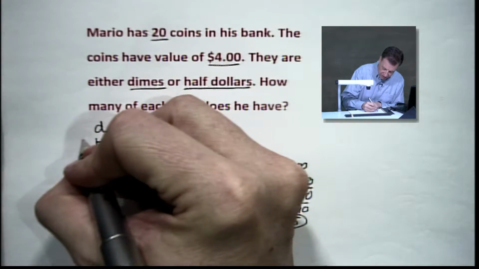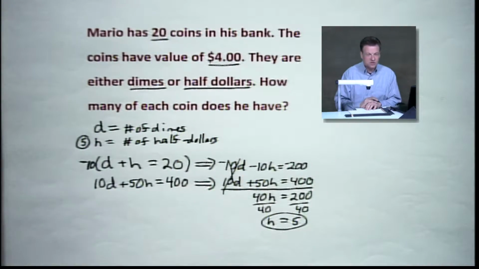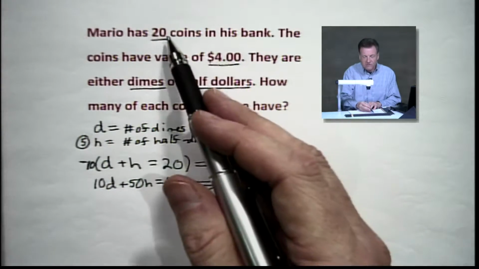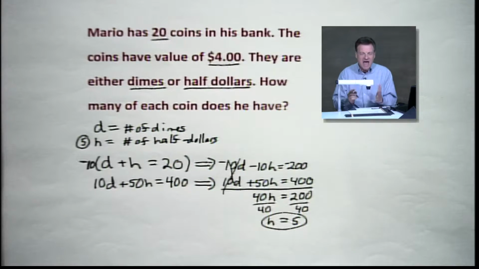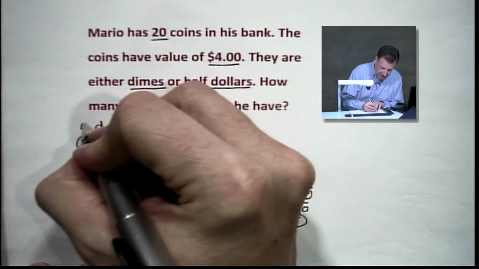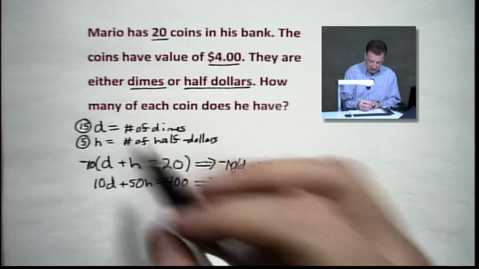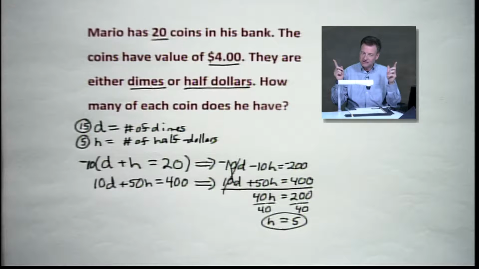So I'm going to put right over here a 5. Circle it, let us know that's for half dollars. The D value, my friends, what do you know? You've got 20 coins. Well, 5 of them are half dollars, so that leaves the rest of them to be dimes. And subtract 20 minus 5, you're going to get 15. Now, the question is, that looks good, 20 coins. We did that very well, all right?